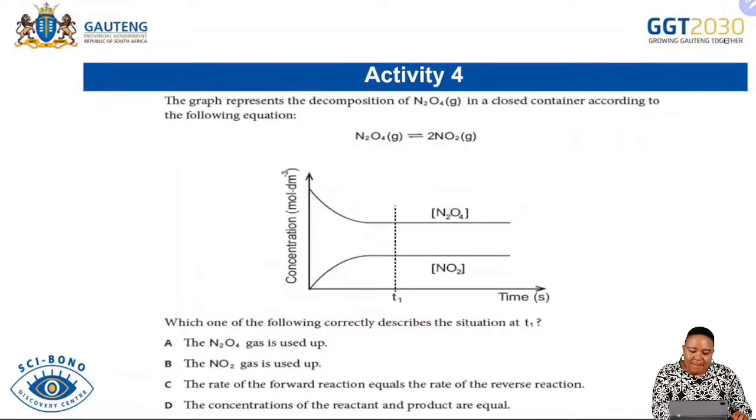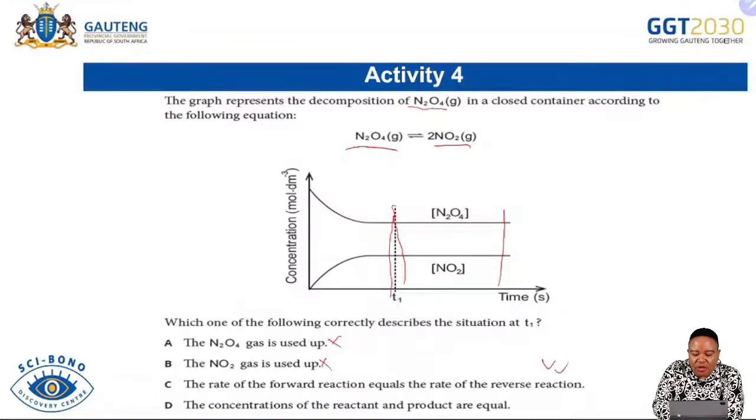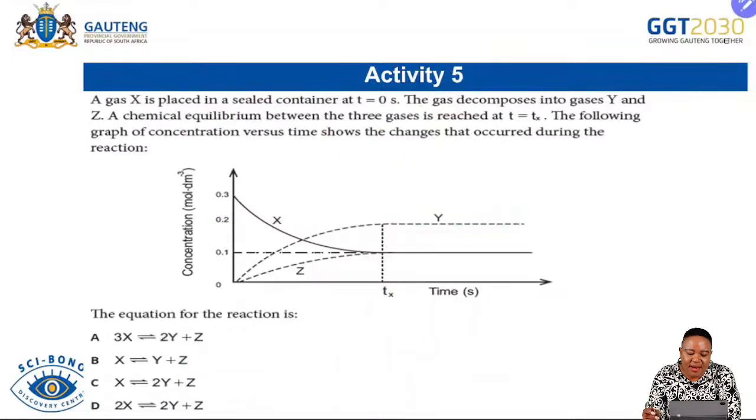And then also here, we have reached equilibrium with these two as it is decomposing. They are saying here the graph represents the decomposition of nitrogen tetroxide in a closed system. So this is the concentration graph. Which one of the following correctly describes what happens at T1? At T1, that's where the system reaches equilibrium. So we cannot say this one is used up. The rate of forward reaction equals the rate of reverse reaction. Yes, is correct. The concentration of the reactants and the products are equal, which is incorrect. The concentration of the reactants and the products are not equal, but they remain the same.